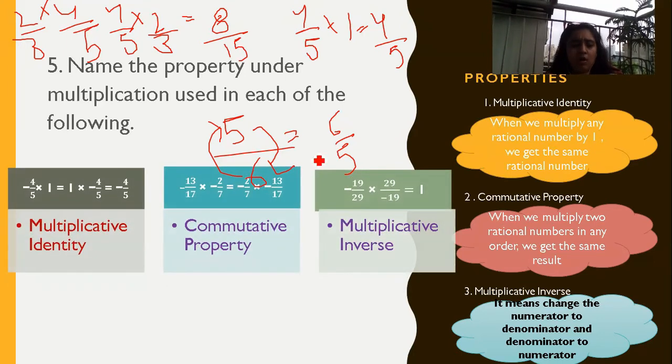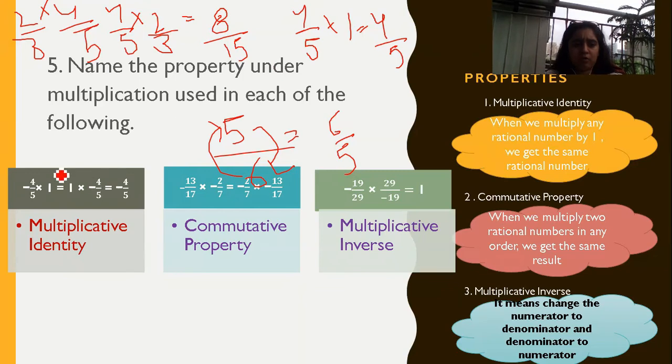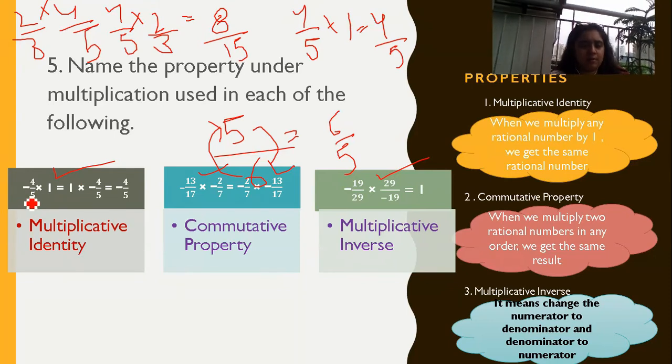So our question is the fifth question. This is our first part, this is the second, and this is the third part. Look at the first part. What they have done is they have multiplied minus 4 upon 5 by 1 equals 1 multiplied by minus 4 upon 5, and the answer is minus 4 upon 5. They want to ask which property they have used in this question.